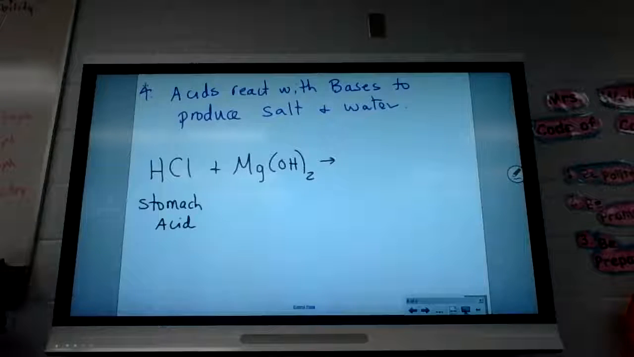All right, HCl is stomach acid. The burning sensation you feel is the acid coming up from your stomach, which is HCl. If you throw up repeatedly, the HCl that you throw up will eat the enamel off your teeth.